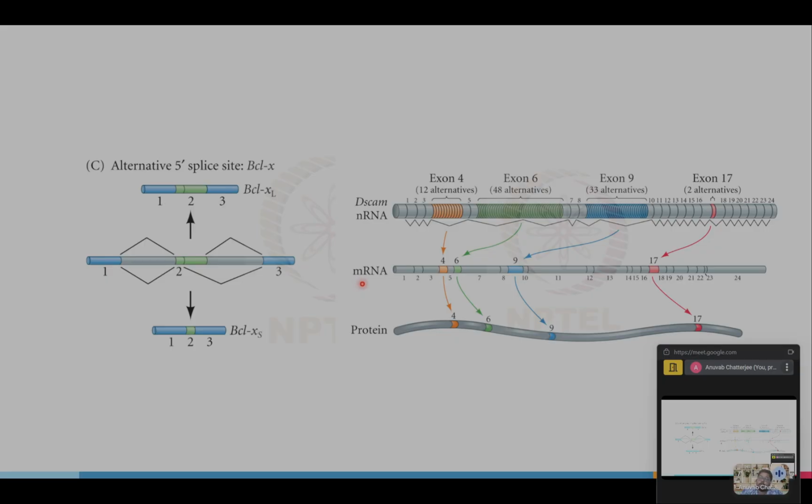And it has been shown, if you just look at the numbers, then there are 38,000 different variants of DSCAM that can be produced. And that just shows how incredibly different variants can be produced from just one genomic sequence. Just choosing how the alternate splicing occurs can give us so many variations.